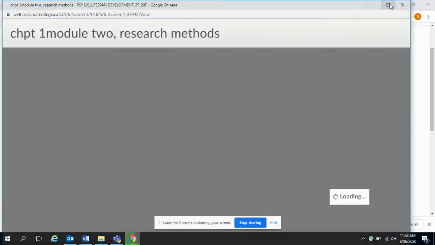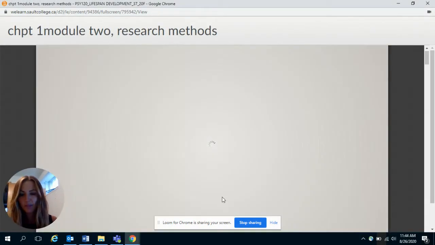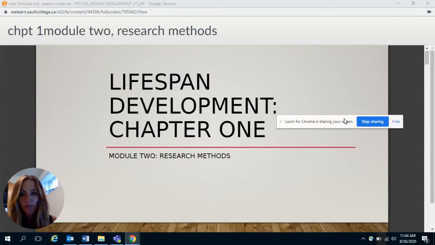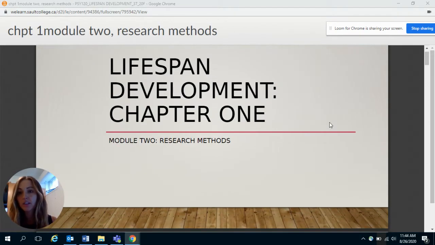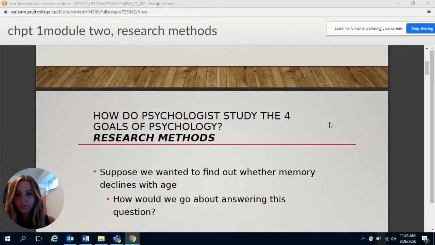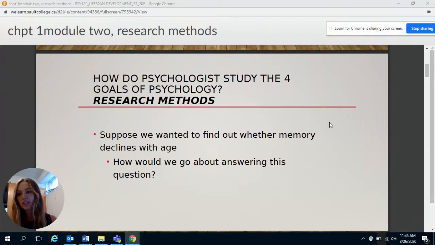Okay, so welcome back to lifespan development. This is week 1, module 2. In this module, we're going to be looking at the different research methods that would be used in developmental or lifespan psychology. We already mentioned in the last module the 4 different goals of psychology.